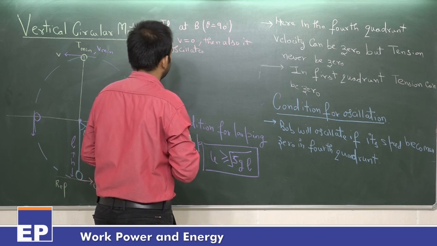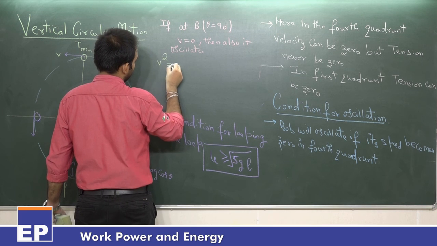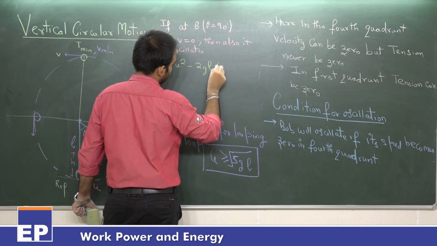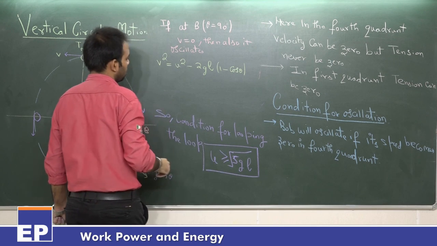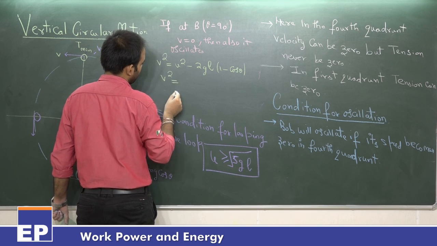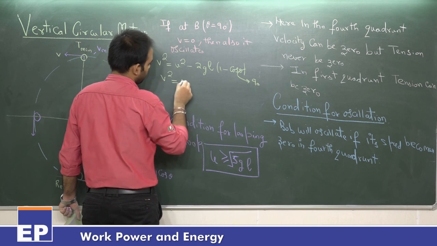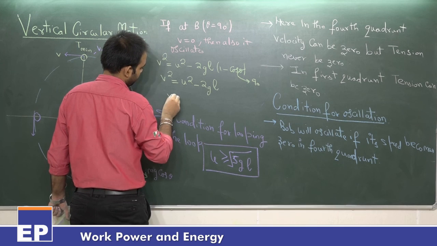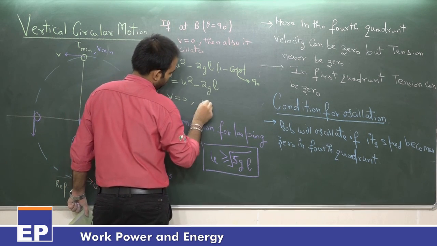Put theta as 90 degrees, so what will V be? V square is U square minus 2GL into 1 minus cos theta. Cos 90 is 0. So V square is, if you put theta 90, U square minus 2GL. If V is 0, then U is root 2GL.